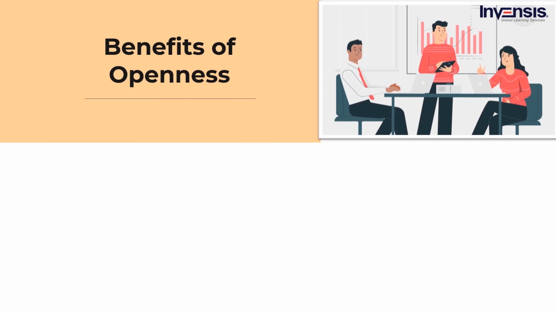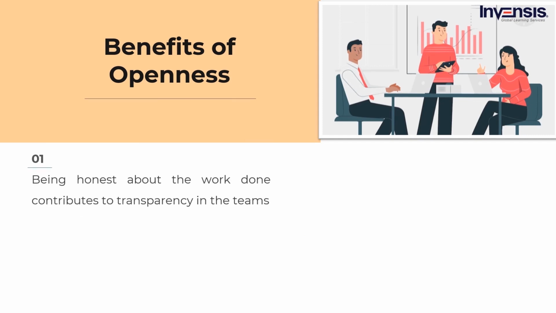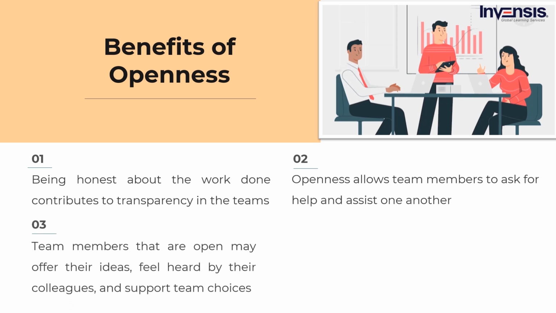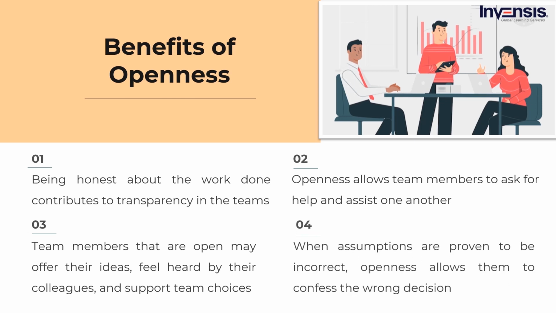Some of the benefits of openness are: being honest about the work done contributes to the transparency in the teams. Next, openness allows team members to ask for help and assist one another. Next, team members that are open may offer their ideas, feel heard by their colleagues, and support team choices. Also, when assumptions are proven to be incorrect, openness allows them to confess the wrong decision. This also applies to a feature that was assumed to be valuable. These were some of the benefits of openness value.